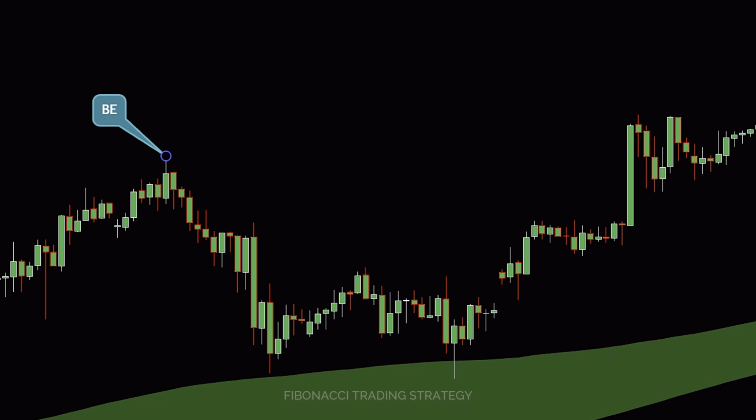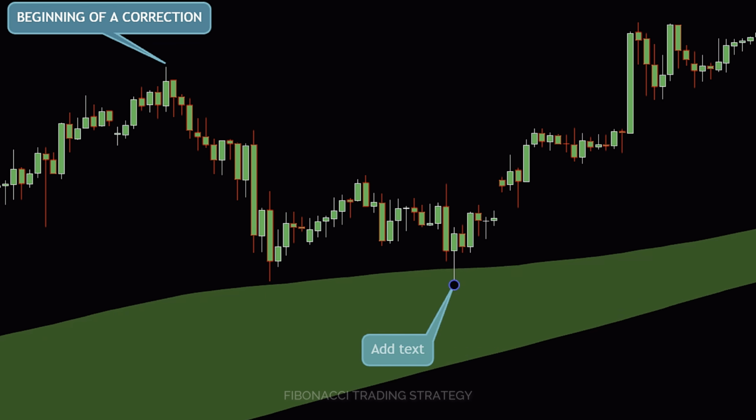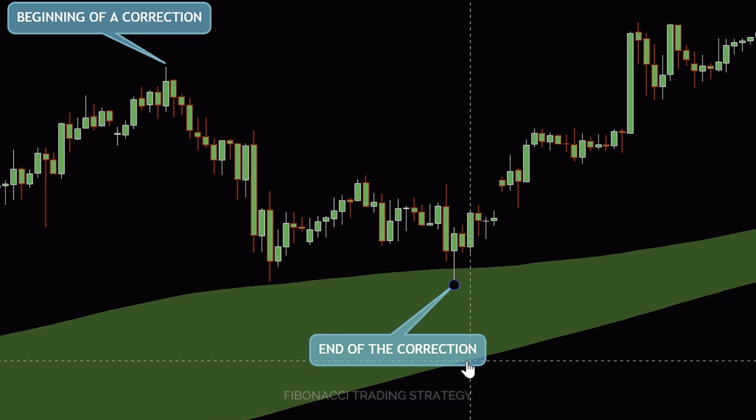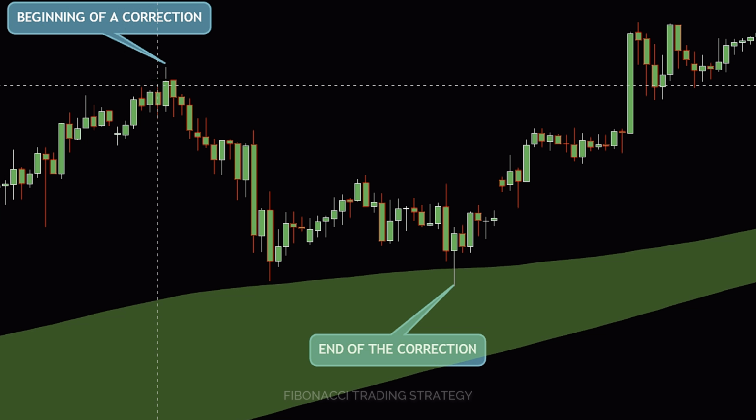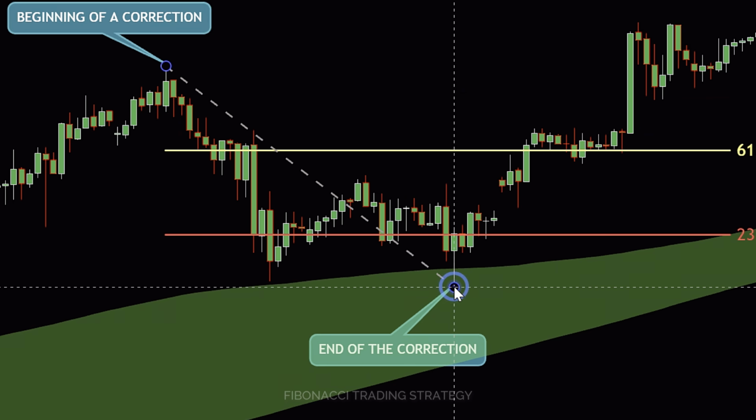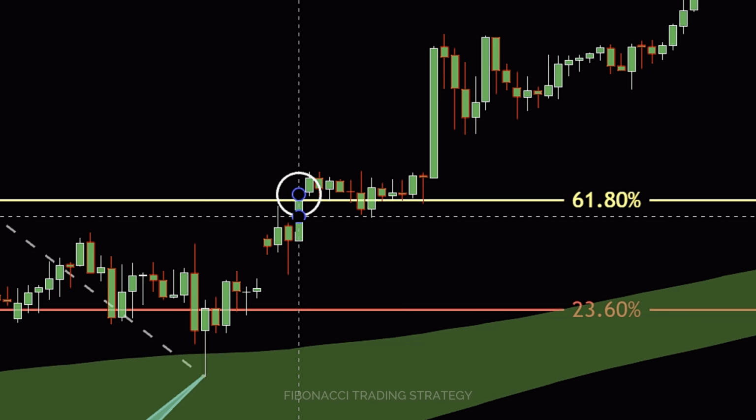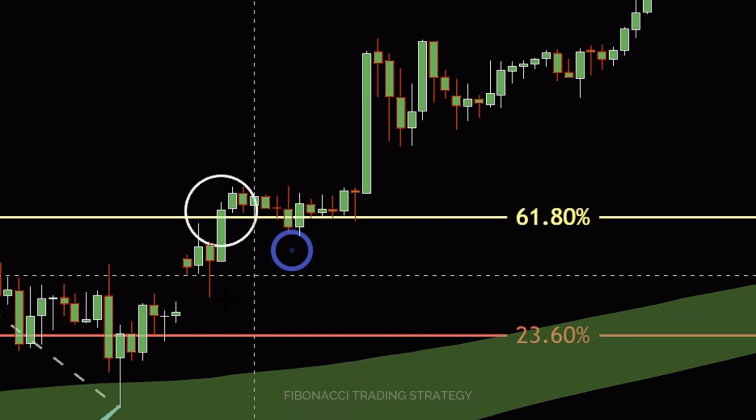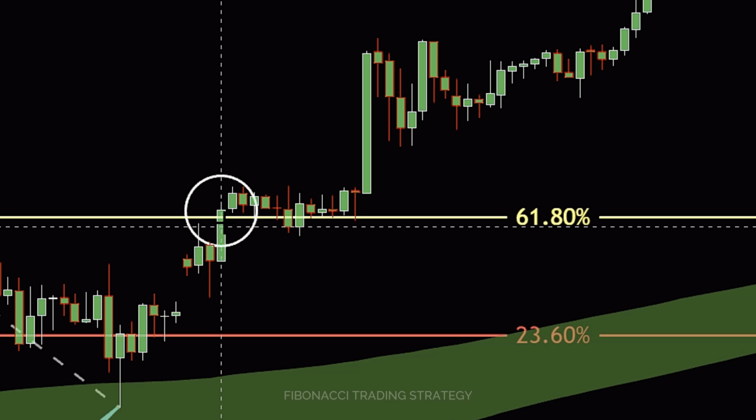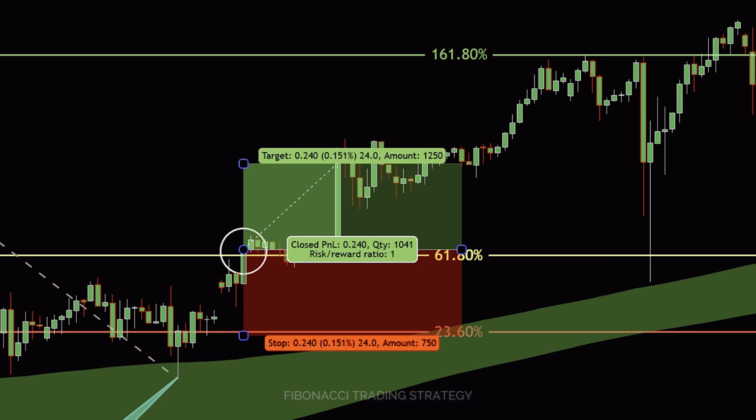Correction occurs, so we're only looking for buy opportunities. We get an impulse move higher, then a correction wave forms. Just like before, we draw Fibonacci from the beginning of that correction to the end of it. Now watch the next move. Price starts pushing higher, eventually it breaks above the golden zone of the Fibonacci. That breakout becomes the buy entry.